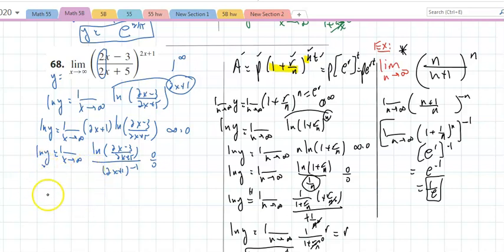I could say natural log of y equals the limit as x approaches infinity, and the derivative of the top is 1 over 2x minus 3. So 1 over a fraction is the reciprocal of the fraction, times the derivative of the inside. Derivative of the top is 2, times 2x plus 5. Derivative of the bottom is 2 times the top, all over the bottom squared.